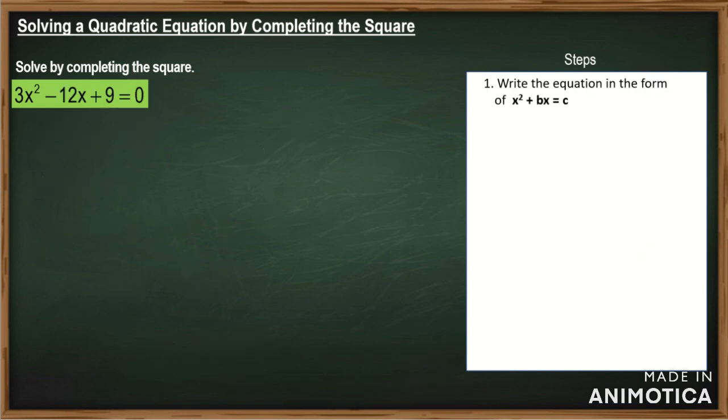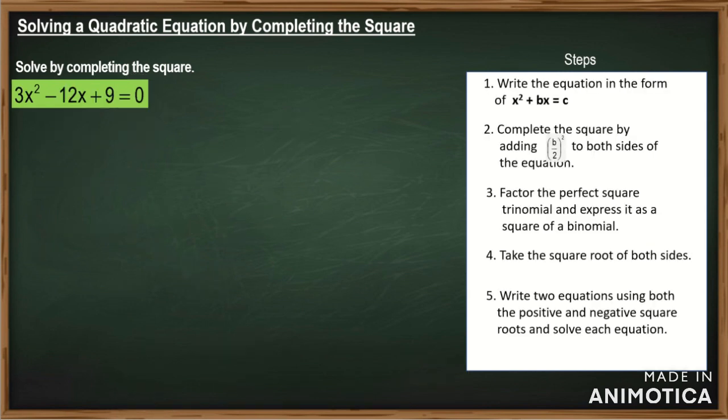Next, we're going to follow this process again, of course. Now, make sure that the equation is in the form x squared plus bx equals c. Notice that the leading coefficient of x squared is not 1. So, you'll make a way that it becomes 1. So, transpose 9 first to the right side. So, we have 3x squared minus 12x equals 9.